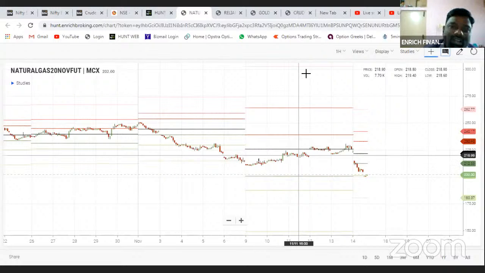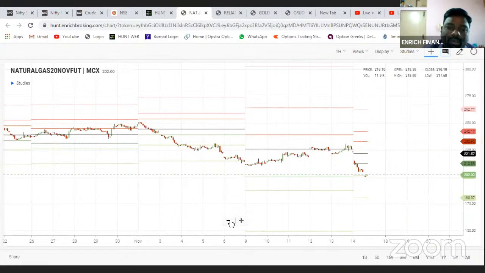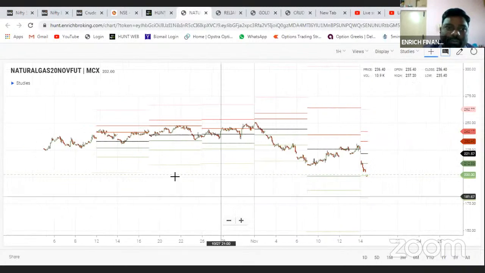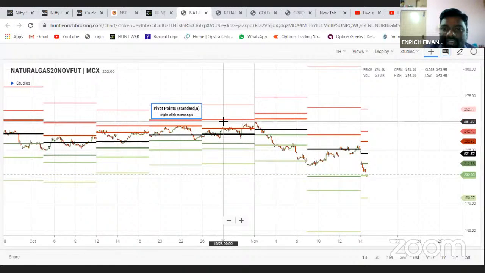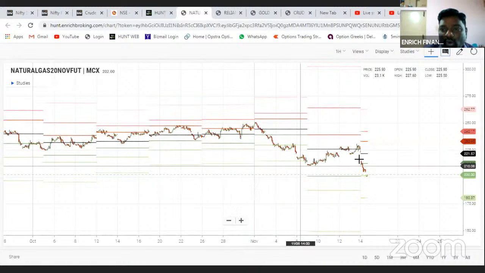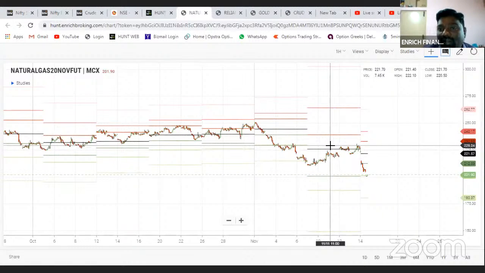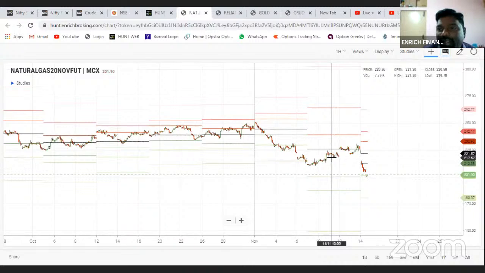But overall, if you draw manually, it is best for you. I have chosen natural gas. This is a recent swing high. This is the highest resistance, the 250 level. And another, 230, is also a resistance level. And 215 is a support level.